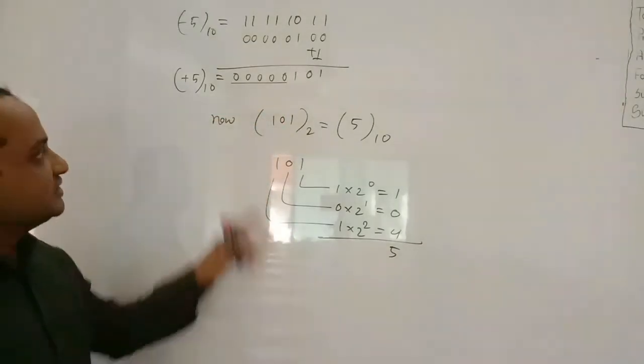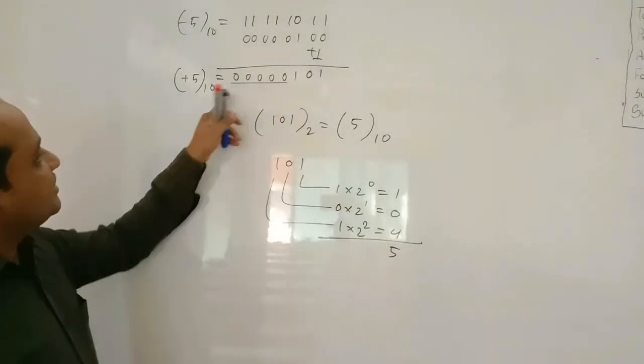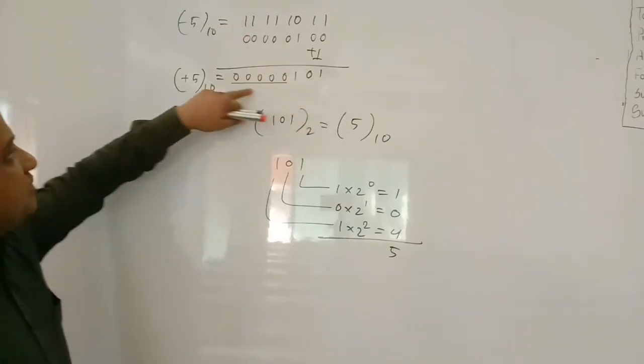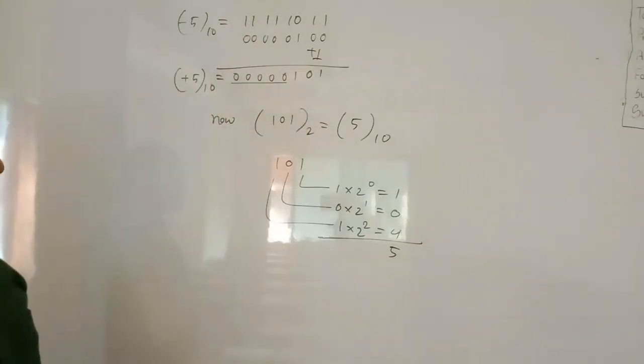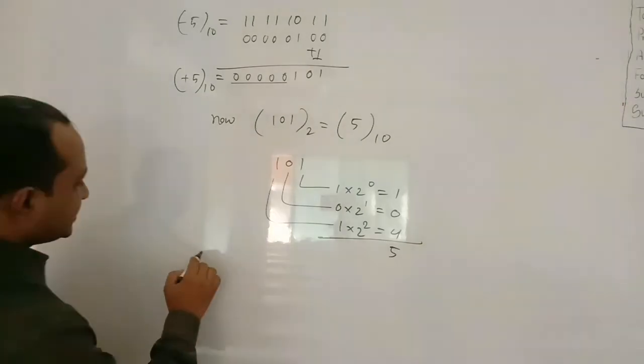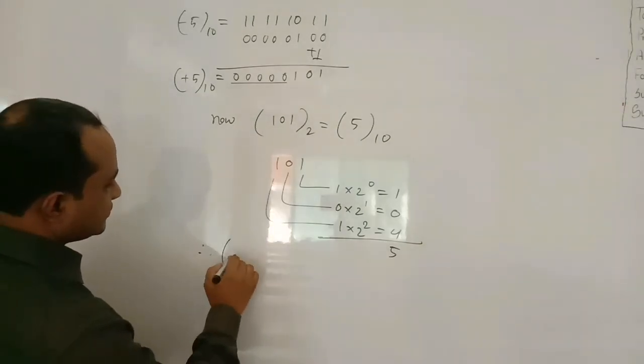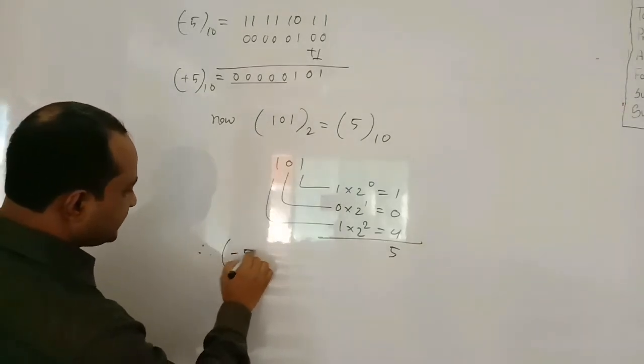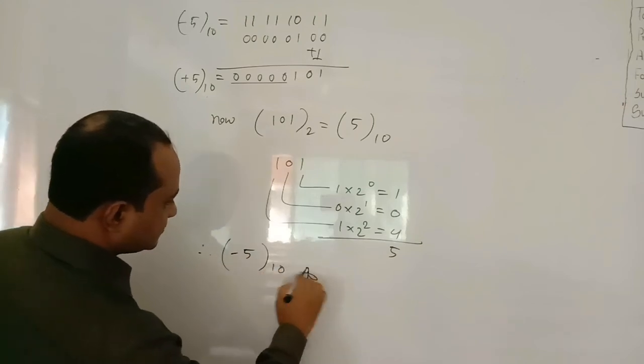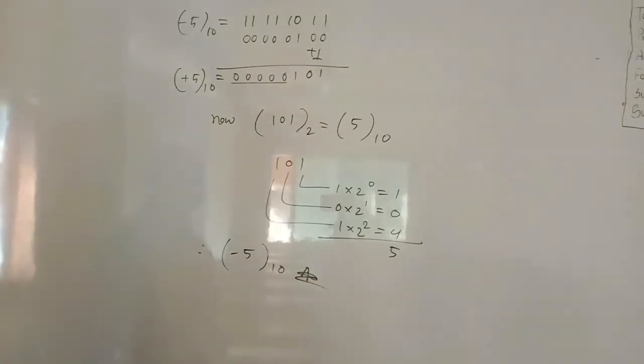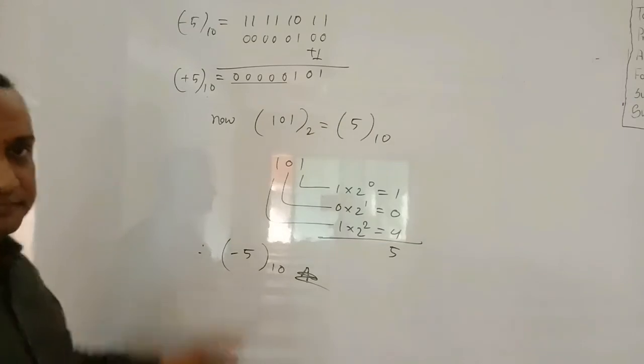To prove it, this large number may be minus 5. I have to use this process. Finally, the result is minus 5. This is the answer. Our final result is minus 5.